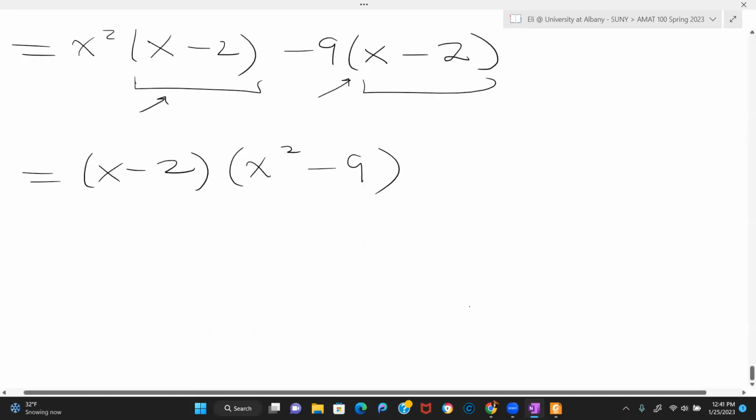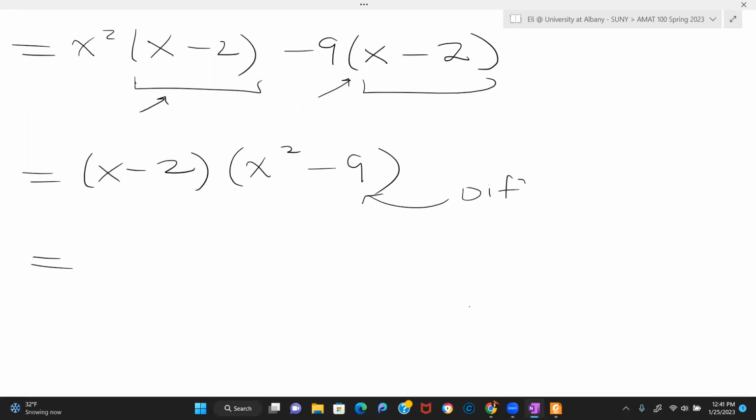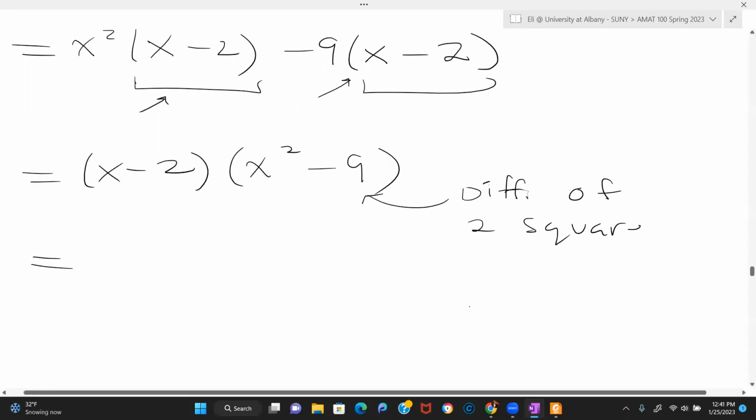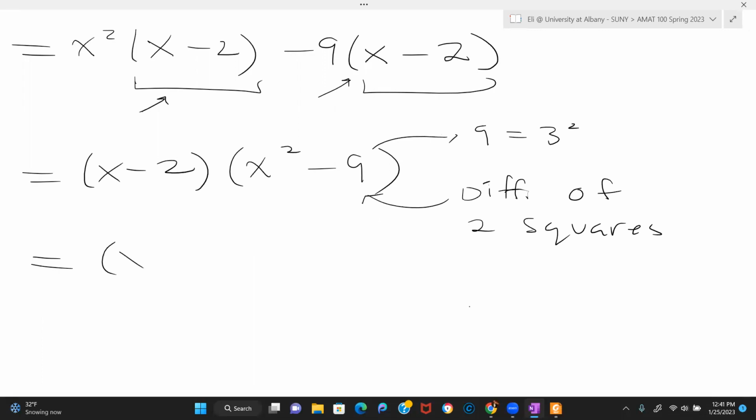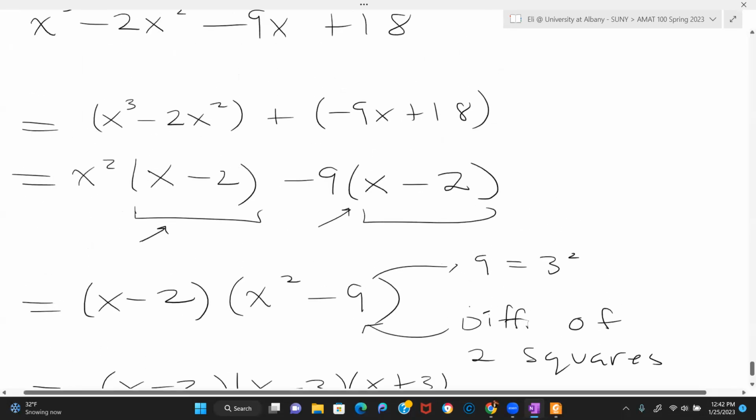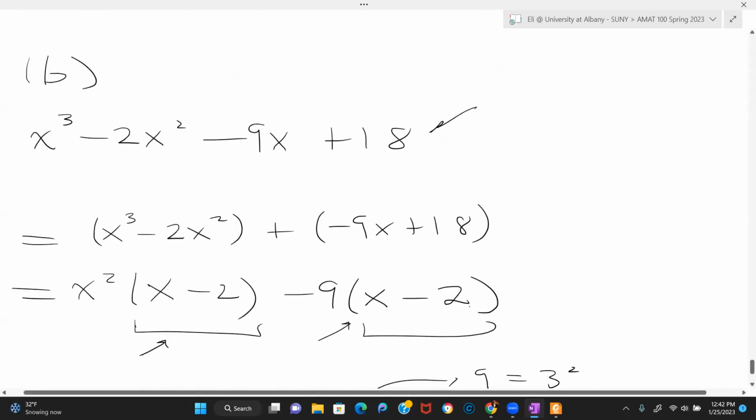But we're not done here, actually, because this is a difference of 2 squares right here. Because 9 is the same thing as 3 squared, we have x squared minus 3 squared. So we can factor that as x minus 3 times x plus 3. And if you're not sure that this is the correct factorization, just FOIL this. FOIL these 3 terms, and you definitely will get this back.